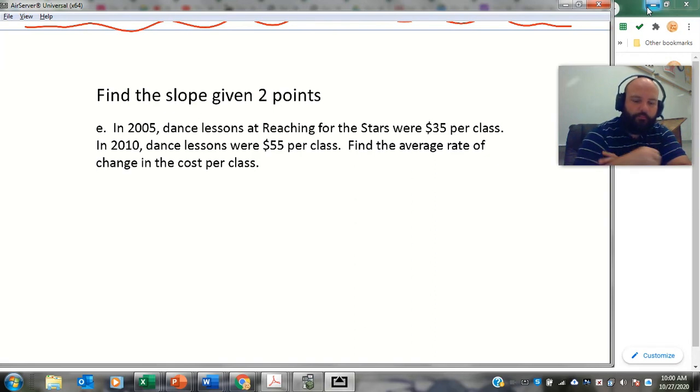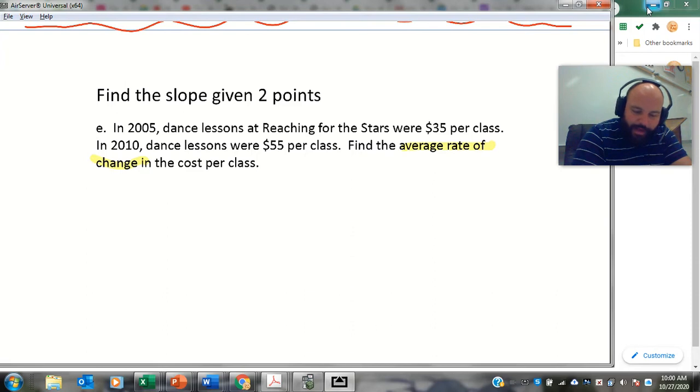Now, anytime you see this word right here, average rate of change, that is another fancier term for slope. Slope, which is how steep a line is, tells us how fast that line is changing, or how fast that line is increasing or how fast that line might be decreasing. So in this case, you can see the cost of classes is increasing, and they would like to know the average rate of change. So here's what we need to do.